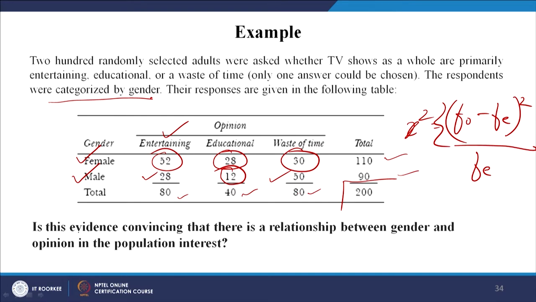So, the question here is: is this evidence convincing that there is a relationship between gender and opinion in the population of interest? So, what do you think? From just watching this data, you might be able to predict something, but that cannot be justified, right. So, we have to statistically check, and we know that this data is just nominal data. So, a normal distribution does not hold true. So, parametric tests are not allowed, right. So, how do we go further?